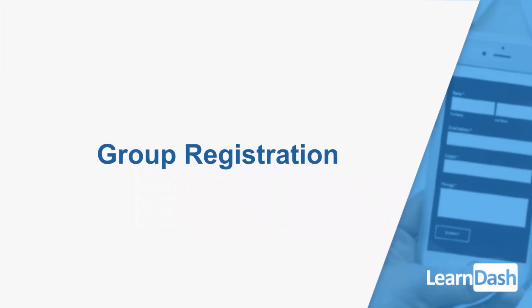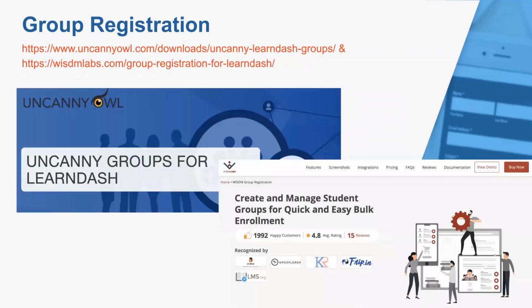So group registration. Group registration is a little bit different than the rest of the registration, and I think this can be an entire webinar on itself. Group registration is the ability for one user to sign up and then give access or buy more access for other users as sub-accounts for themselves.